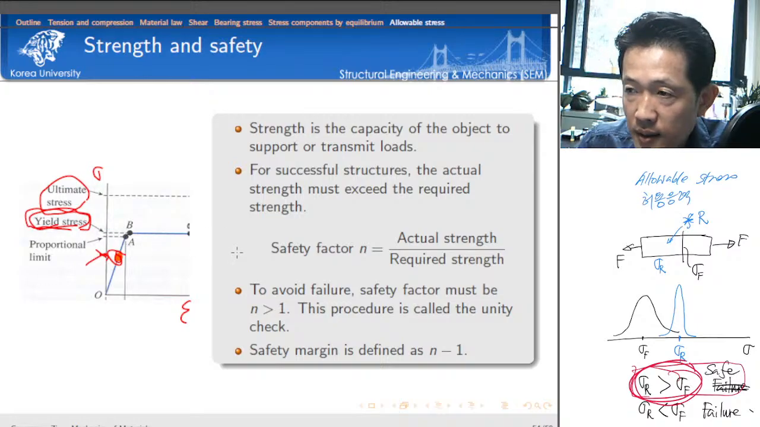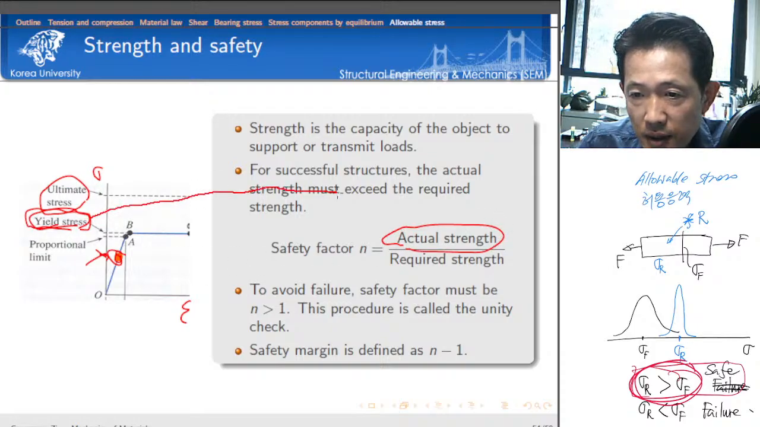Here we can have a concept of safety factor. So this is the actual strength. Here you may consider the yield stress value, and for the design purpose, my normal stress is around this orange dot, so always less than the yield stress value. This is the strength that we use.